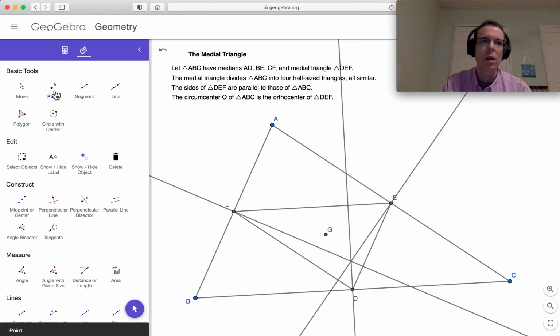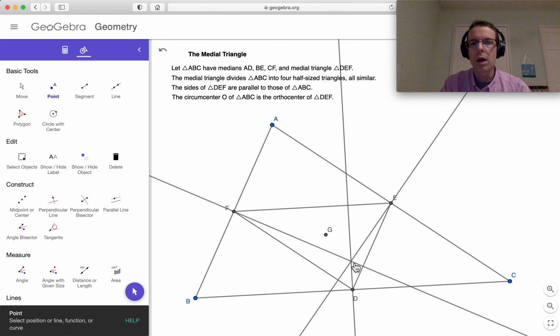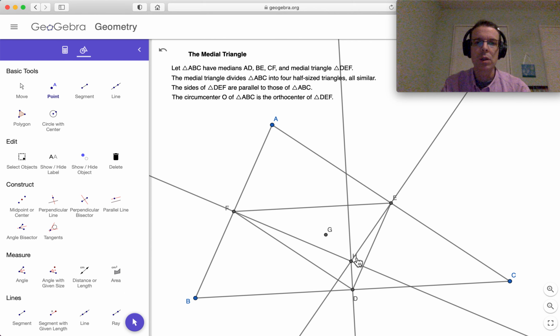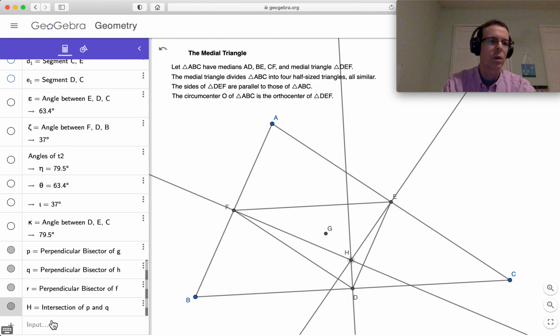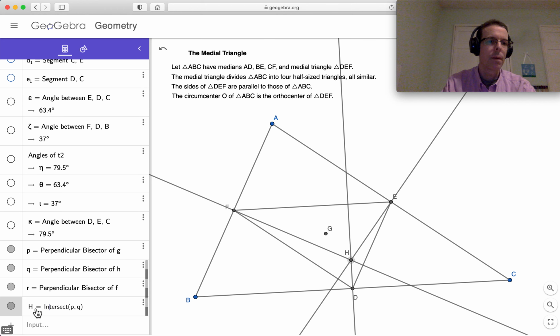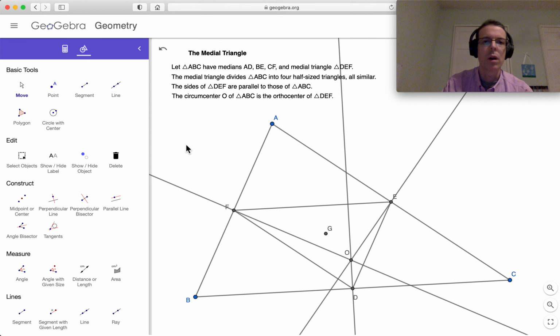Now we've already shown in a different video that these 3 perpendicular bisectors intersect, and their point of intersection is called the circumcenter of that original triangle. So I'm going to try to get that to relabel itself. Having a little trouble with the interface here. So let's get that relabeled. I want that to be O, which is a more standard symbol for that circumcenter. Okay, so now we have the circumcenter and it's labeled O.